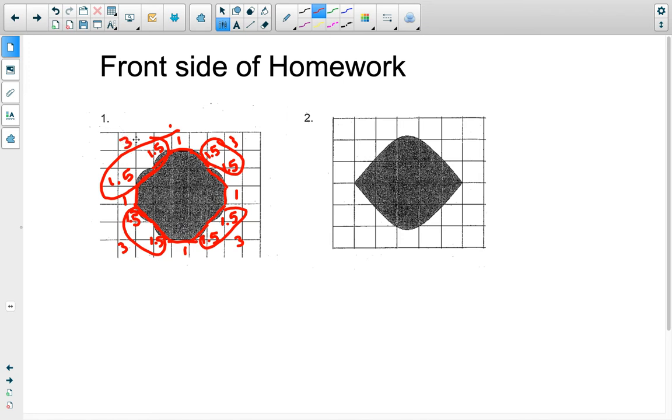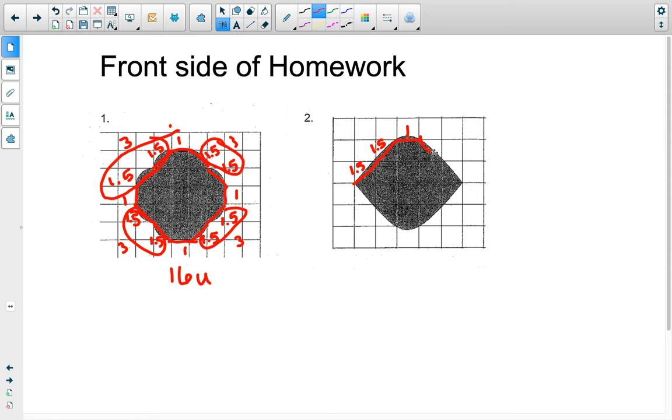So we have 3, 6, 9, 12, 13, 14, 15, 16. 16 units. Now let's look at this one. People tend to forget one part of this one. Diagonal, 1.5. Another diagonal, 1.5. Now you do have one from here to here. Don't lose that one. That is 1.